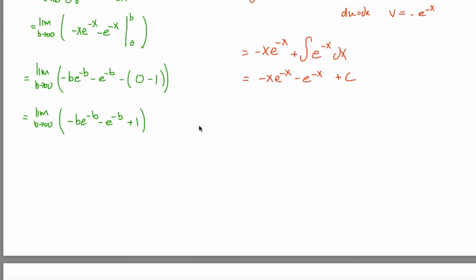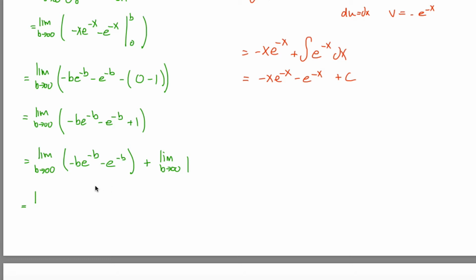Evaluating this integral, there's a couple ways you can do it. I think the easiest way, or at least first thing that came to mind for me, is break this up into two different limits. This is the limit as b approaches infinity of negative b e to the negative b minus e to the negative b plus the limit as b approaches infinity of 1. Wait, the limit as b approaches infinity of 1, there's no b's here, right? So this thing right here is just equal to 1. What about this thing over here?